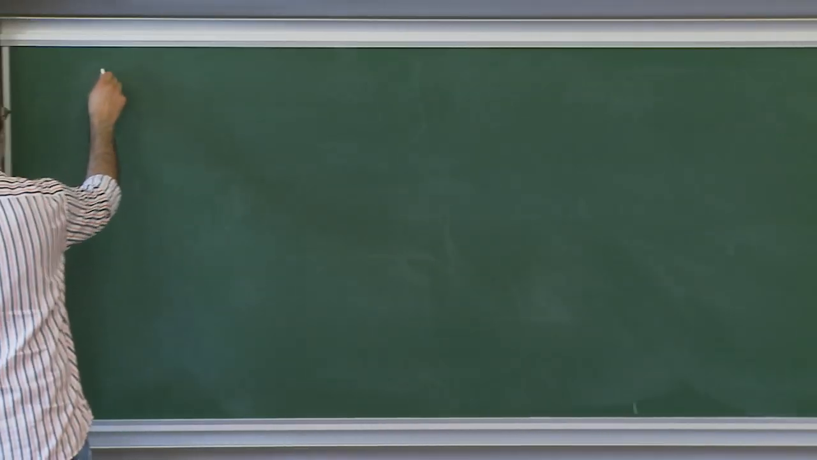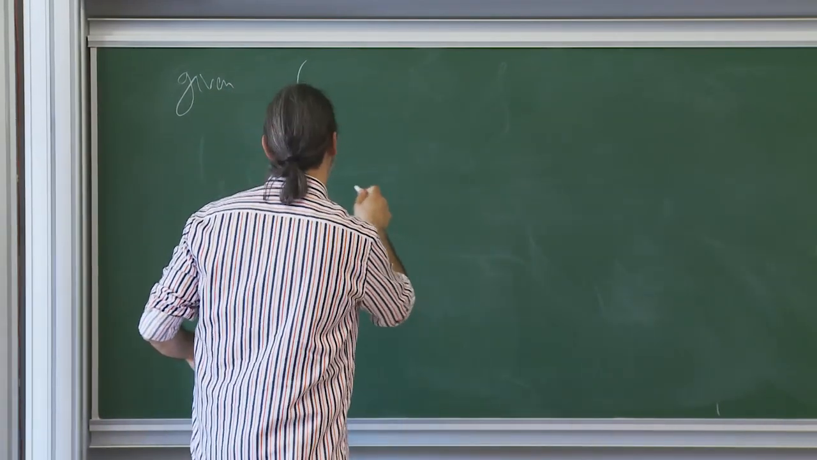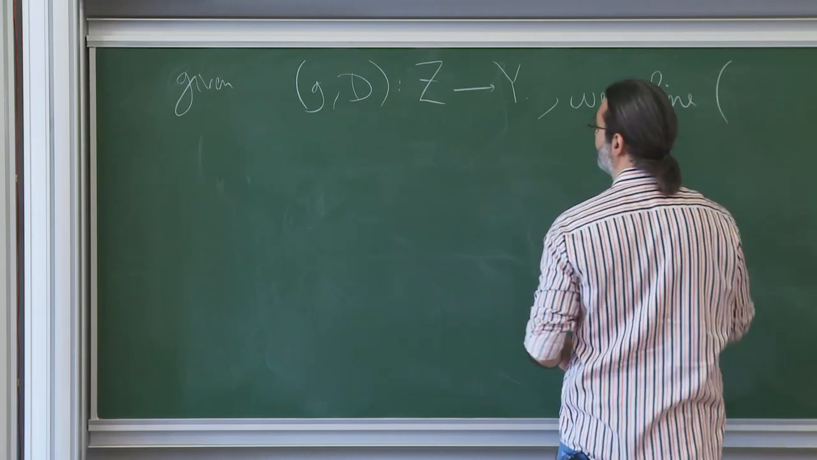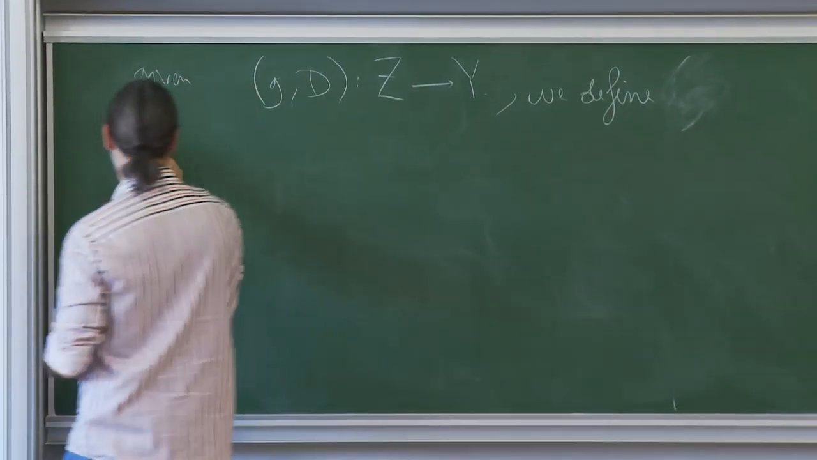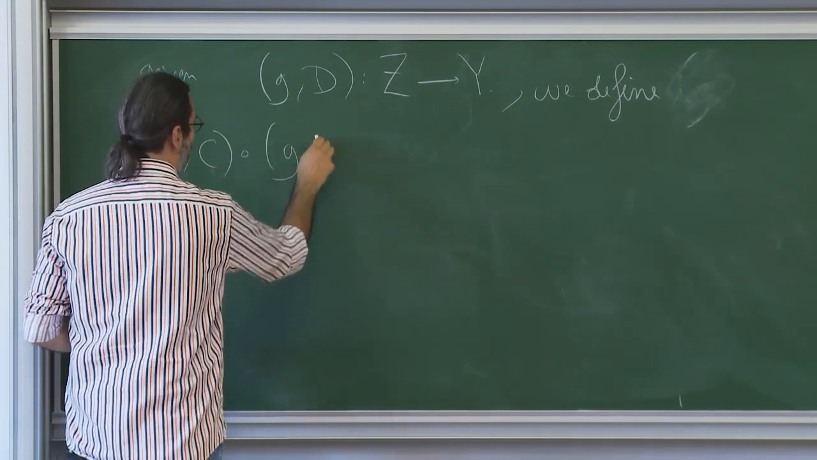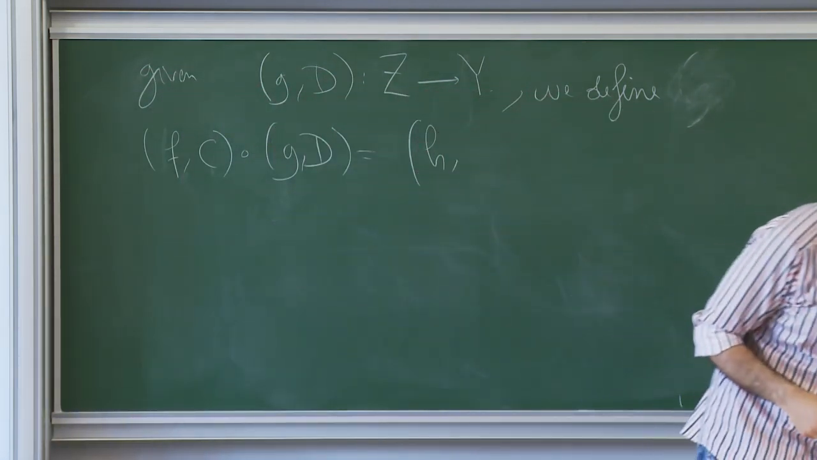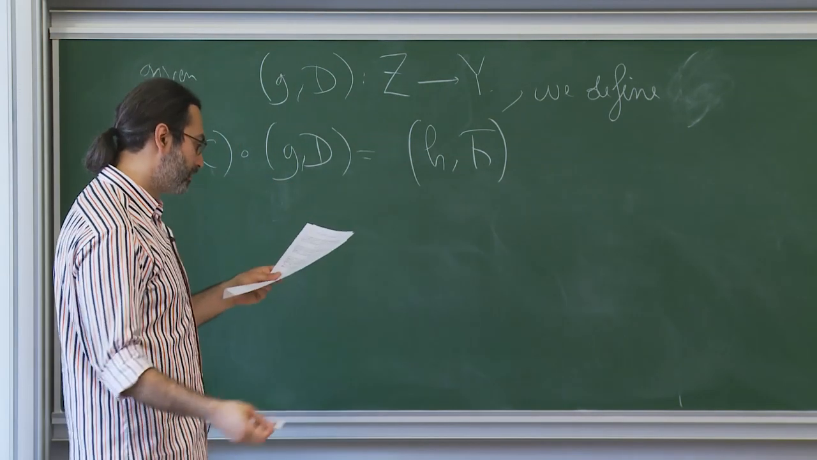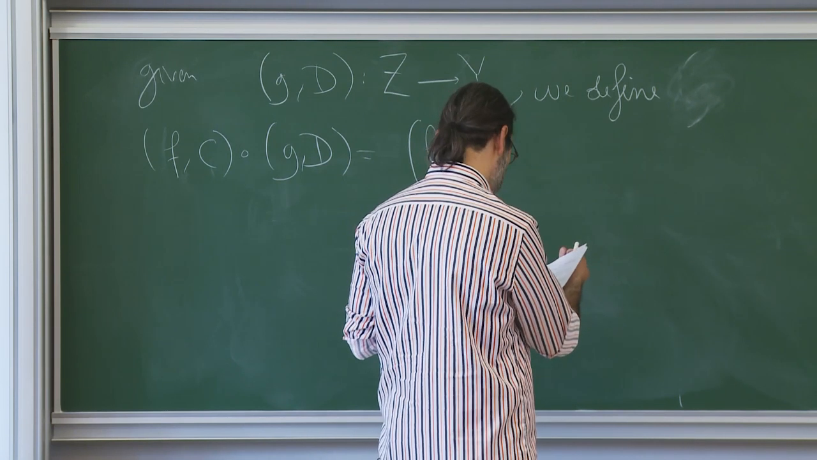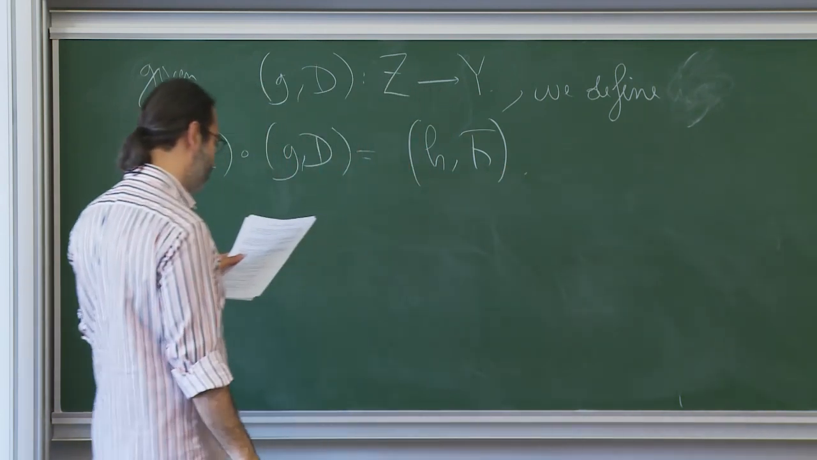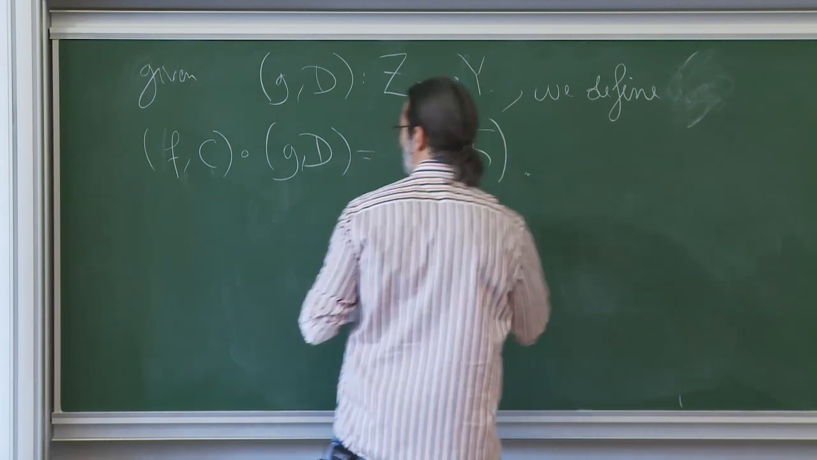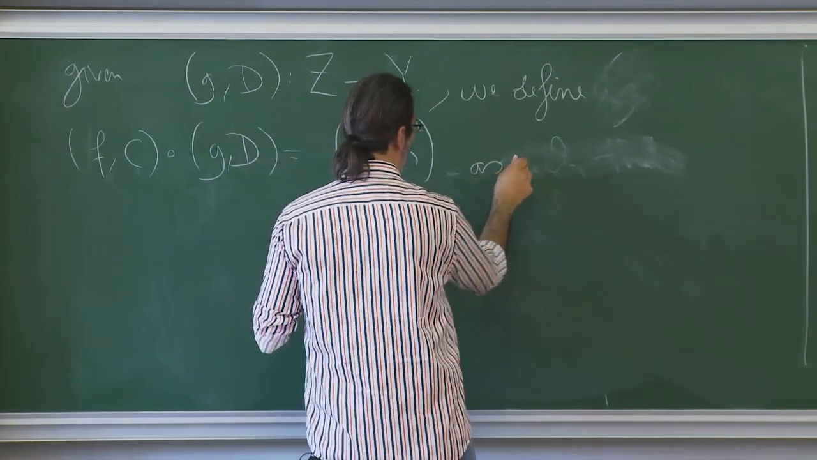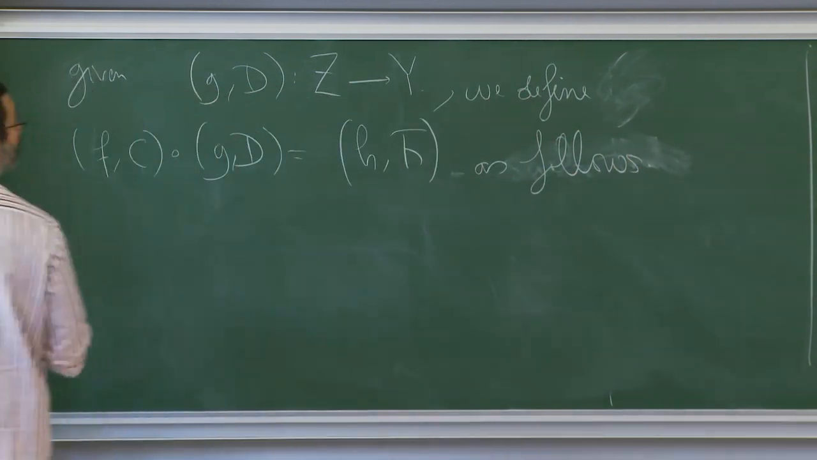Okay, so given another such guy, so maybe G, D, we define the composition, let's call this H maybe. So define the category. Yeah, I'm defining a category. So I define the composition to be a pair H, F where, so I tell you what is H and what is F. Okay, so maybe I need first to do some other notation. So first let E. Okay, so maybe try to do it without looking.